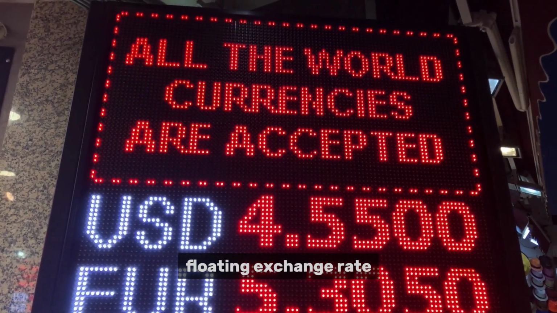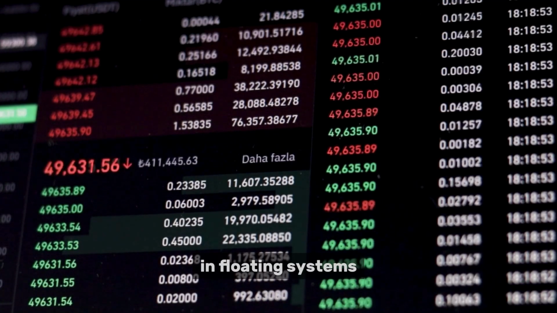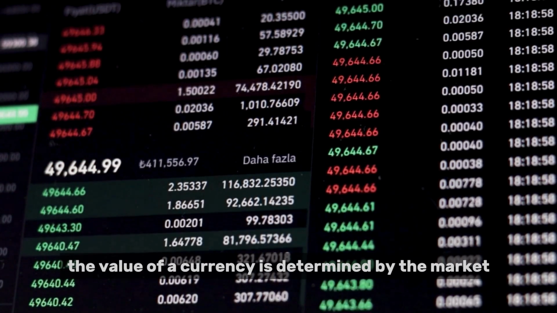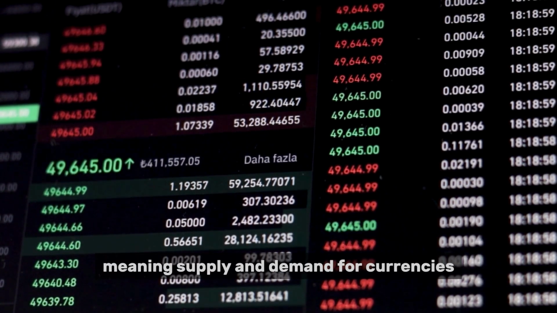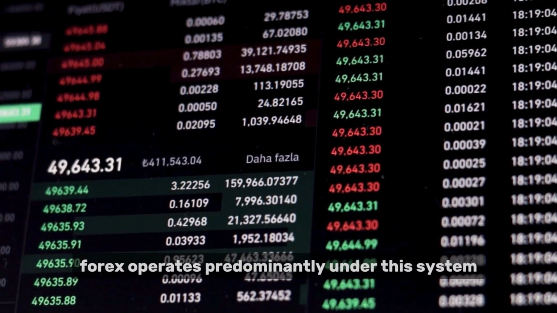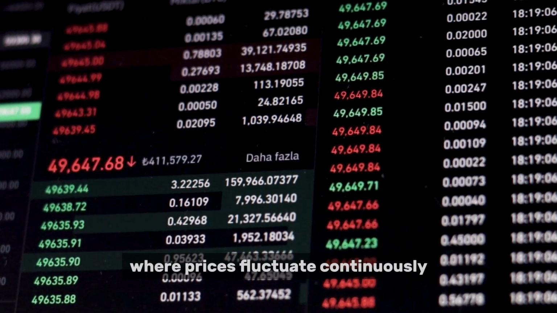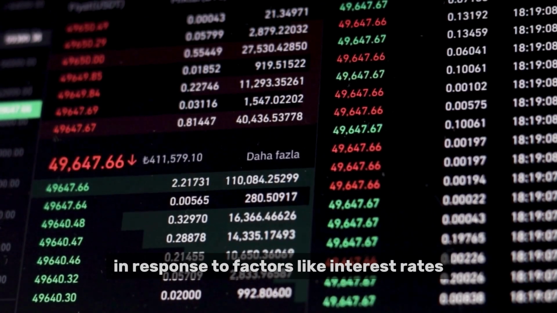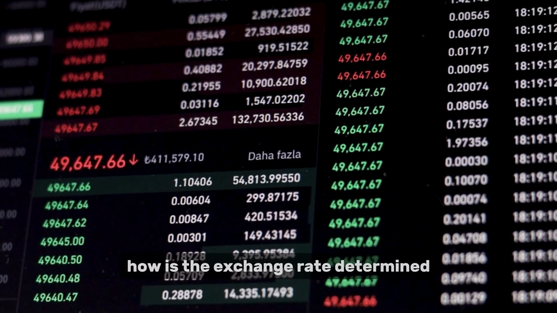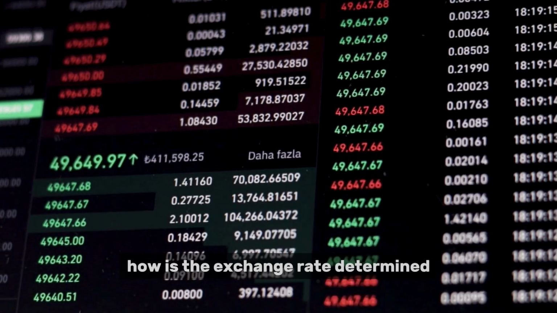Floating exchange rate. In floating systems, the value of a currency is determined by the market, meaning supply and demand for currencies. Forex operates predominantly under this system, where prices fluctuate continuously in response to factors like interest rates, economic data, and global events. How is the exchange rate determined?